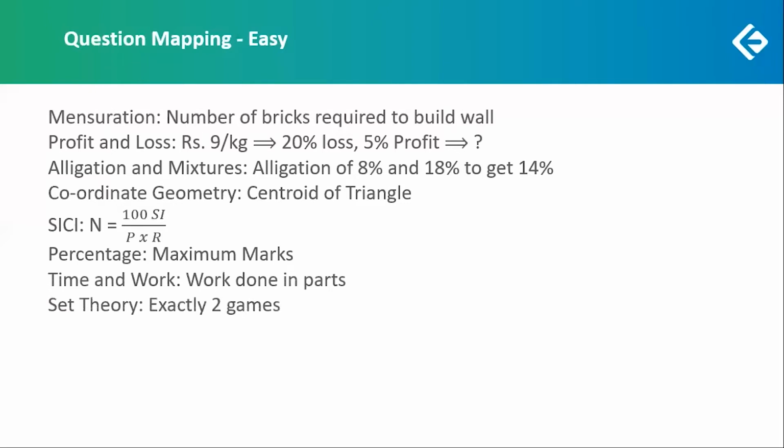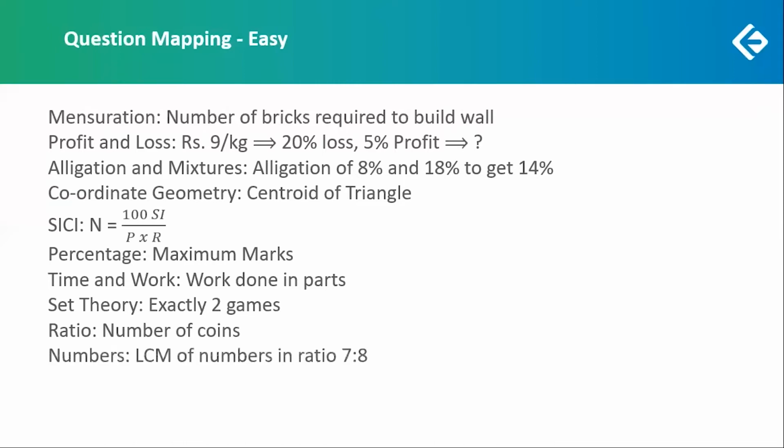A question based on set theory where we had to find out the number of people playing exactly 2 games. This could have been solved using a Venn diagram or using the formula of A union B union C, either of which will work here. Then a question based on ratio, again a very standard question where we had to find out the number of coins of different denominations. A question on numbers where it was given that the LCM of two numbers are in the ratio of 7:8. So you can just work with the options and find out the answer to this question.